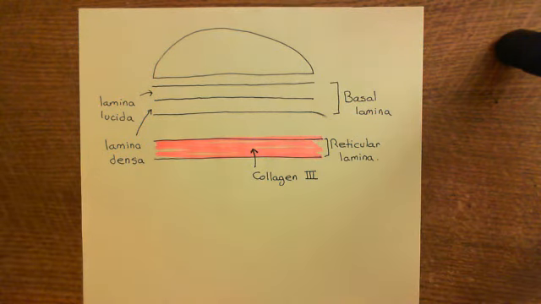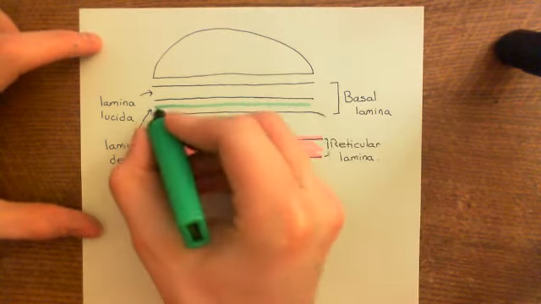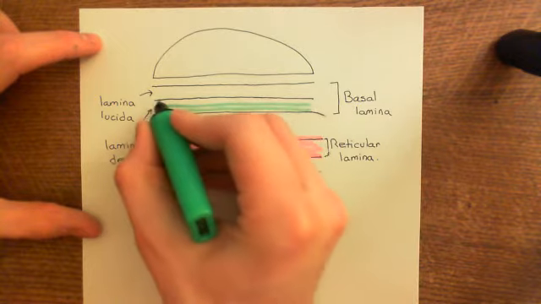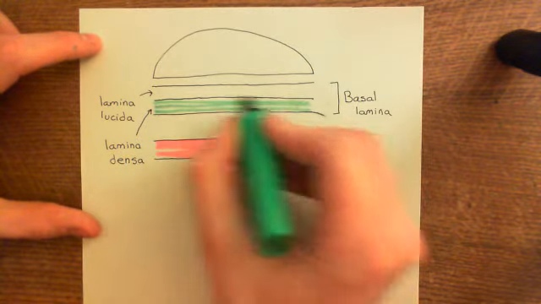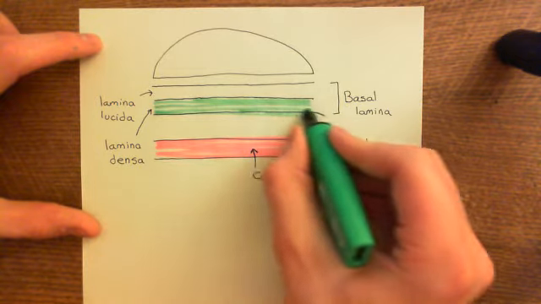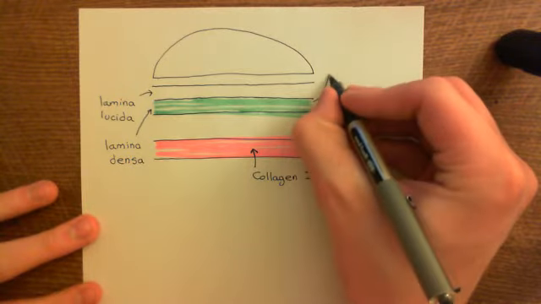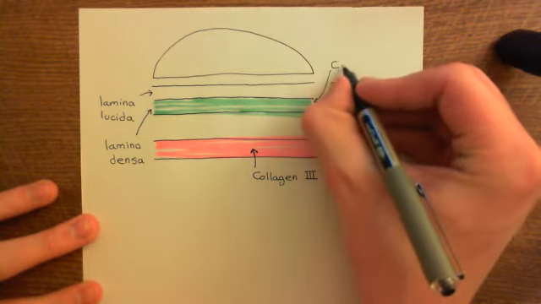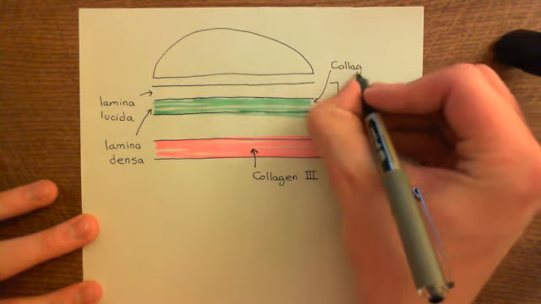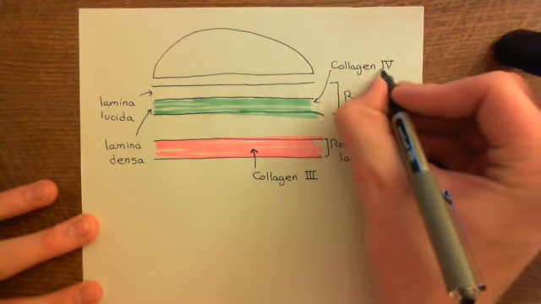Now, let's start off with what lamina densa consists of. Lamina densa again consists of collagen fibers, and these collagen fibers again are of a specific type, type 4. So lamina densa consists of type 4 collagen fibers. In green here, this is collagen type 4, and the Roman numeral for 4 is IV, like that.